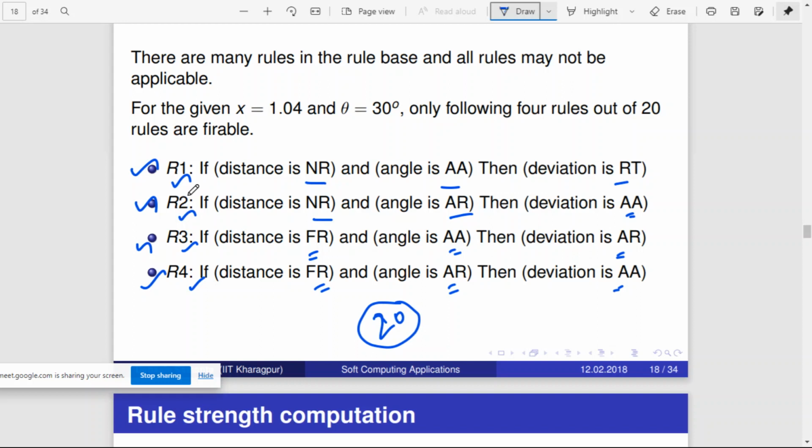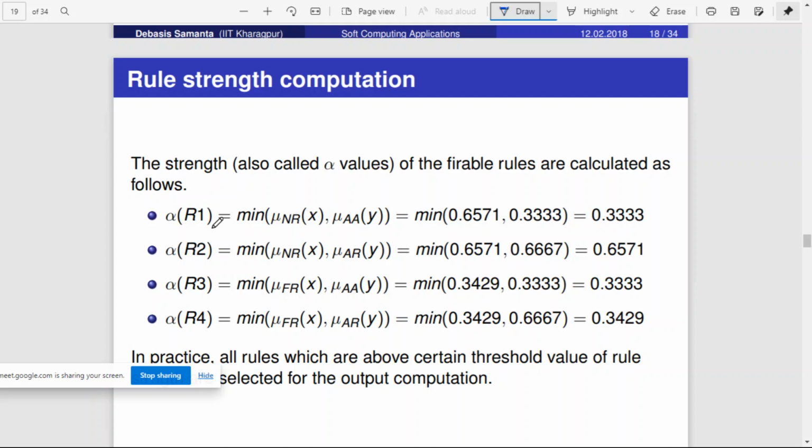So how are we going to calculate? We are going to calculate the strength of each rule. Alpha represents the strength of a rule. So alpha of R1 is equal to the minimum of, so R1 depends on what? R1 depends on NR and AA. So what is the membership value of NR for X, and what is the membership value of AA for Y? If you check here, this we have calculated.